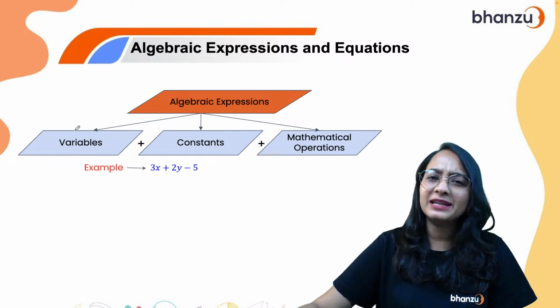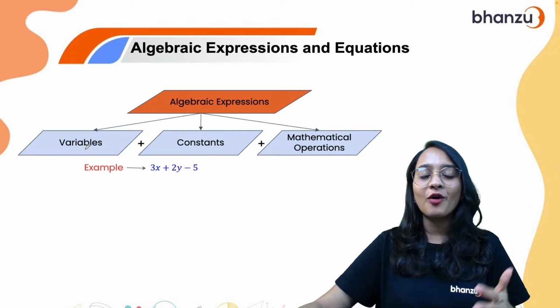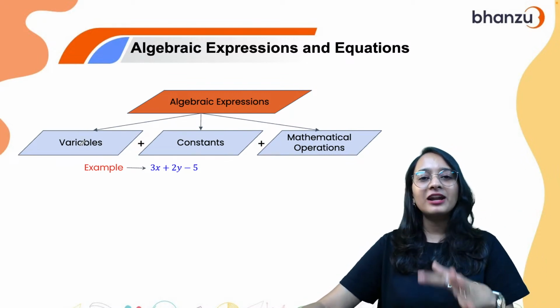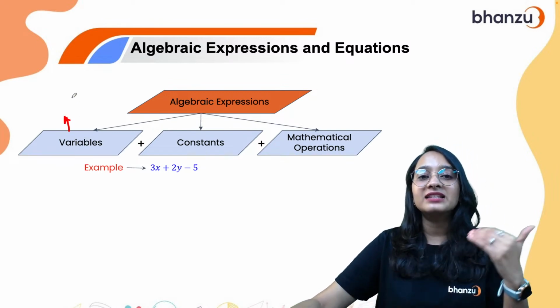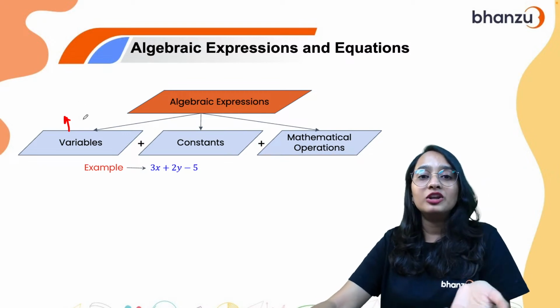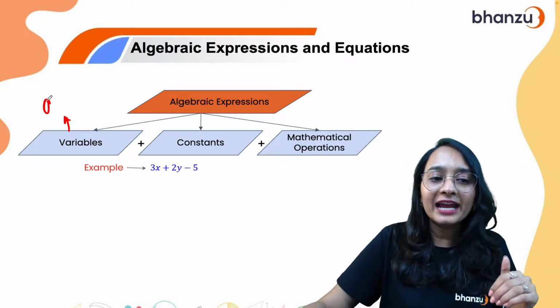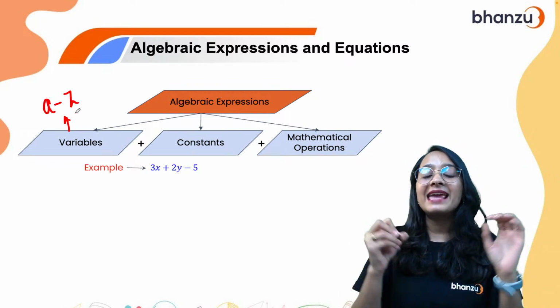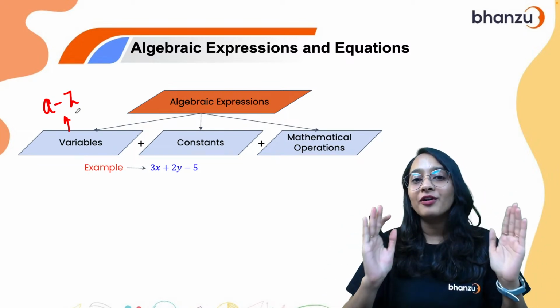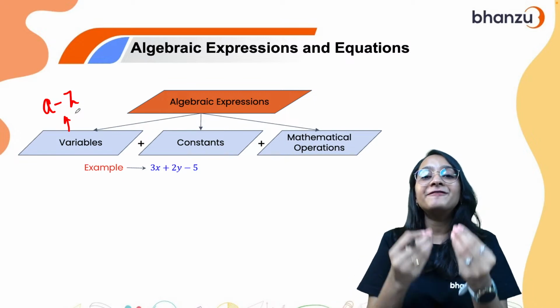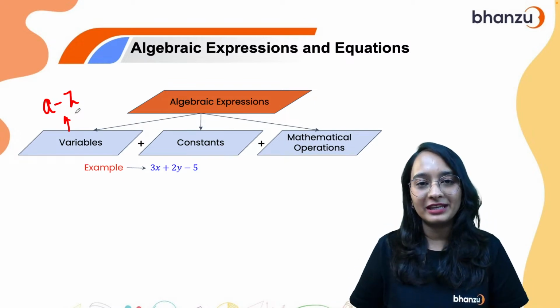Now, what is a variable? All of us know that because we have already started in grade 6. If not, let's quickly talk about it. Variables are something where the values are not fixed. So any letter between A to Z can be assigned as a variable. The values are not fixed. We have to find the values of those variables.